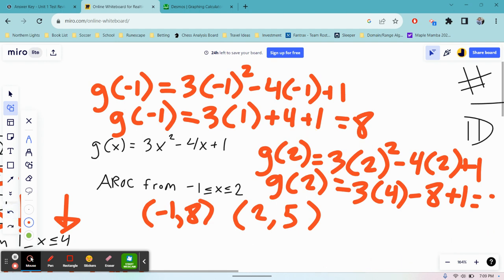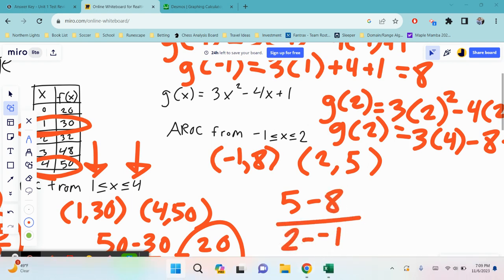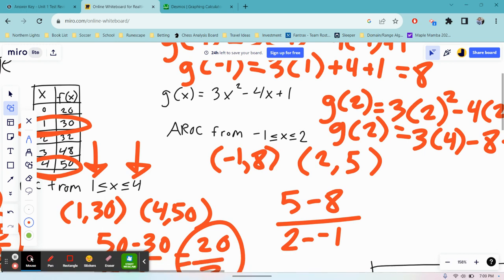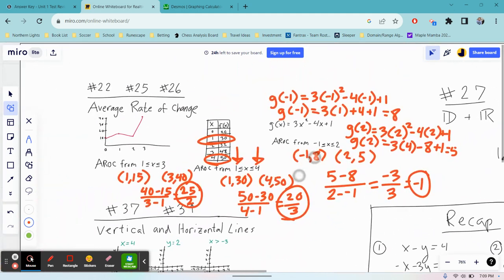All right, now we have our 2 points. The only thing left is to find the average rate of change between them. Y2 minus Y1 over X2 minus X1. Notice I let that stay a -1. 5 minus 8 is -3. 2 minus -1 is like 2 plus 1. So that is 3. And I can simplify that down to -1. That is average rate of change. Get the first point, get the last point, and get the slope between the two of them, or get the rate of change between the two of them.